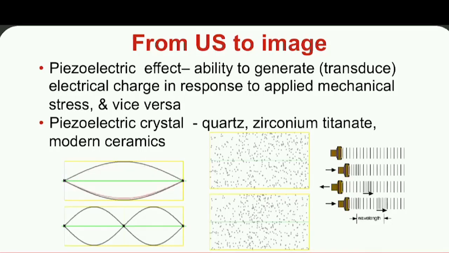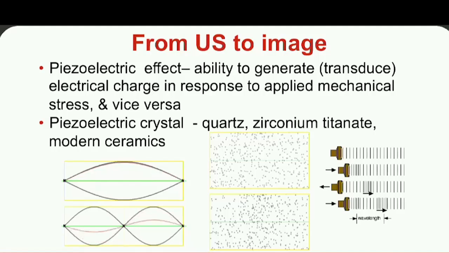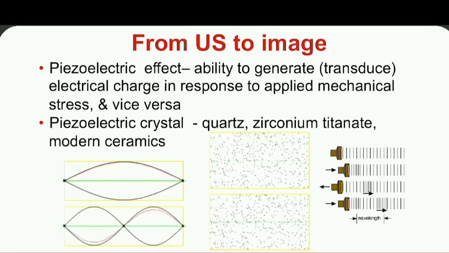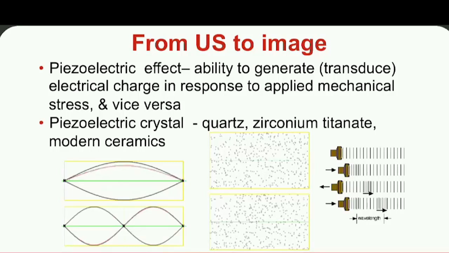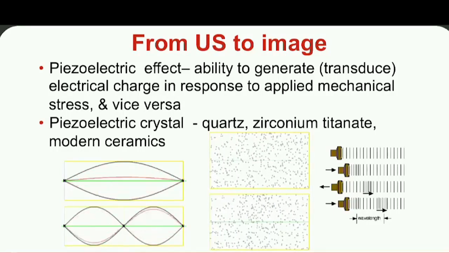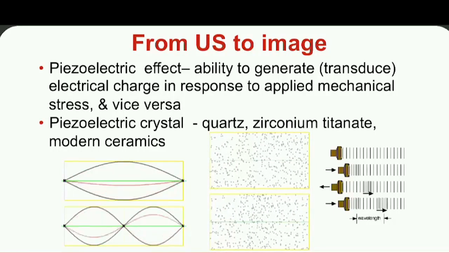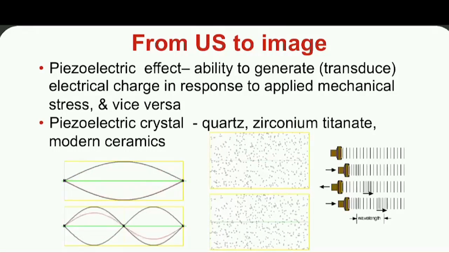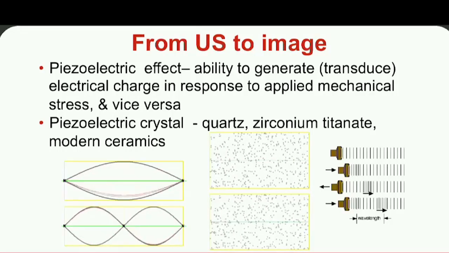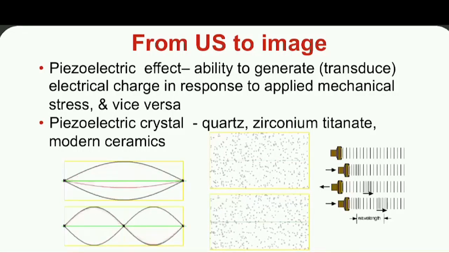Now we need to take ultrasound, which we know is above 20,000 cycles per second, and we are talking in the range of megahertz. From the ultrasound we need to convert it to an image. Now how is it done? It is done by using the piezoelectric effect. Now the piezoelectric effect has the ability to generate an electrical charge in response to an applied mechanical stress and vice versa. What in simple language this actually means is that if you have a piezoelectric crystal and you mechanically vibrate it, it will produce some electricity, a small voltage.